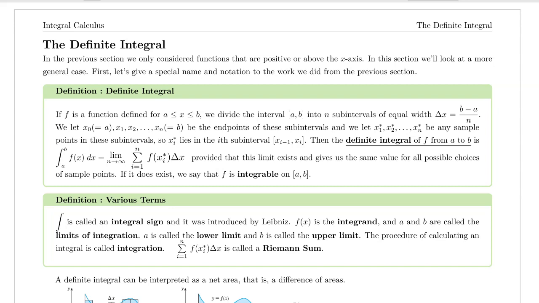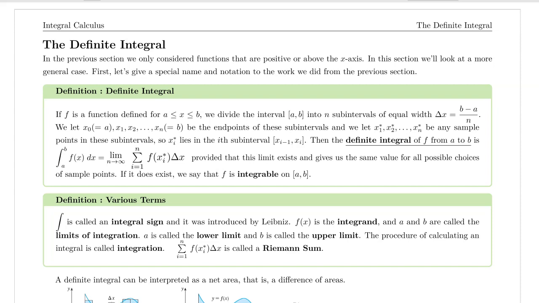In this video, we're going to be talking about the definite integral. Now, in the previous section, we only considered functions that are positive or above the x-axis. In this section, we'll look at a more general case. First, let's give a special name and notation to the work we did from the previous section.